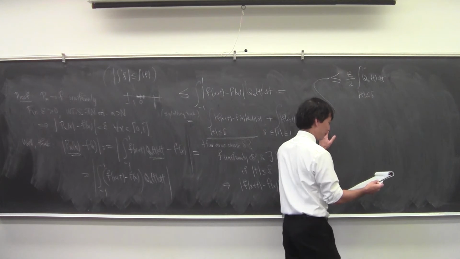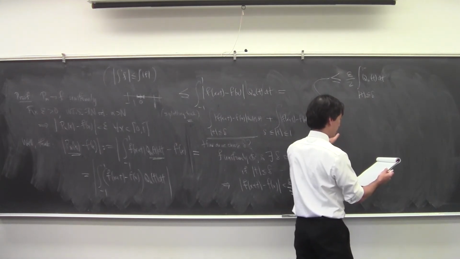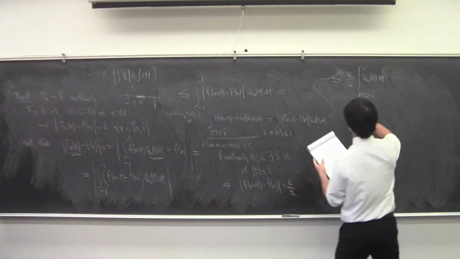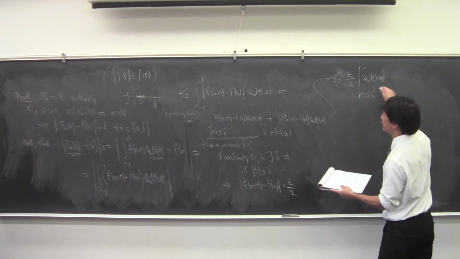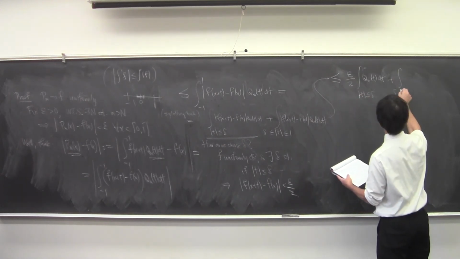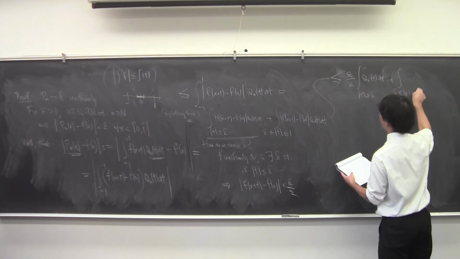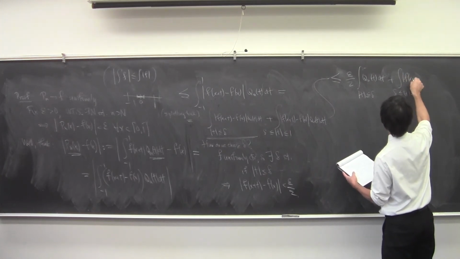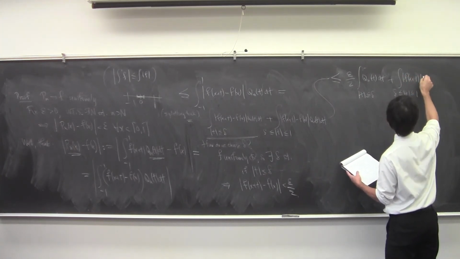Okay, enough going around. So we have this part. We can pull out the epsilon over 2, and we have this thing. The other part we haven't dealt with yet.